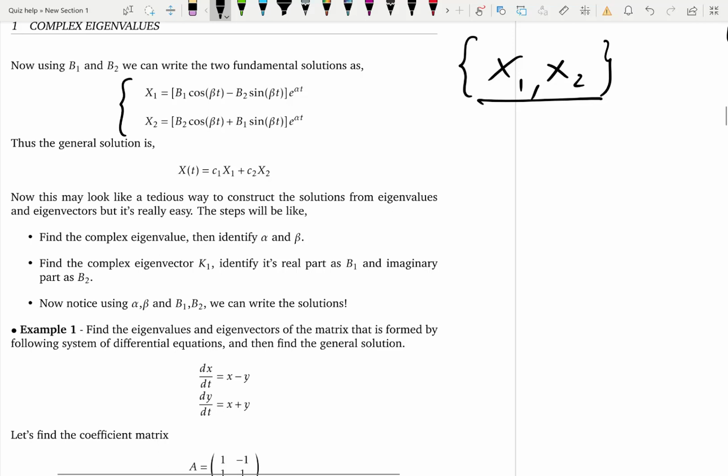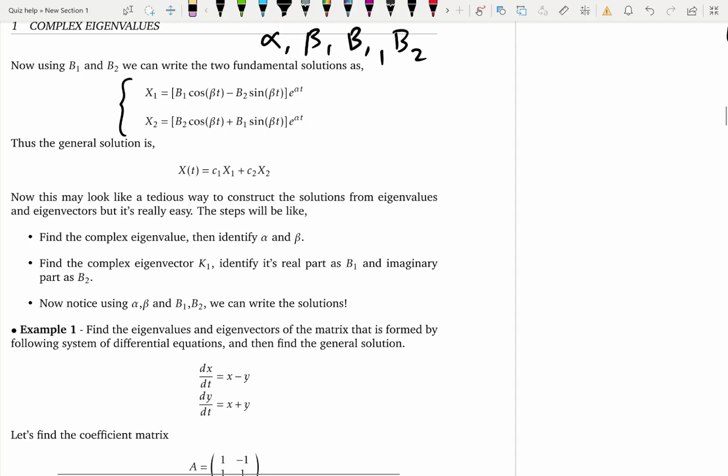Now look at x1, for example. What do you see in x1? You see alpha, right? And you see beta. And you see b1 and you see b2. Do you know these things? Well, you know. So what is alpha and beta? What is alpha? Alpha is the real part of the eigenvalue, right? What is beta? Beta is the imaginary part of the eigenvalue. So when you find the eigenvalue, you automatically get alpha and beta, right?